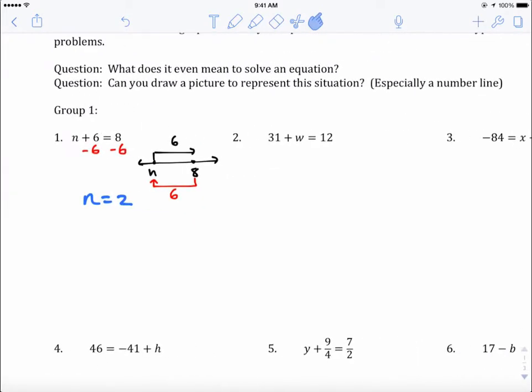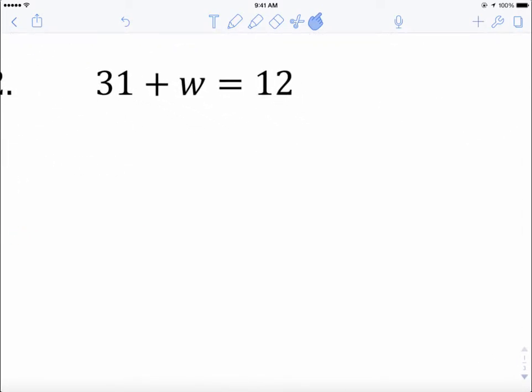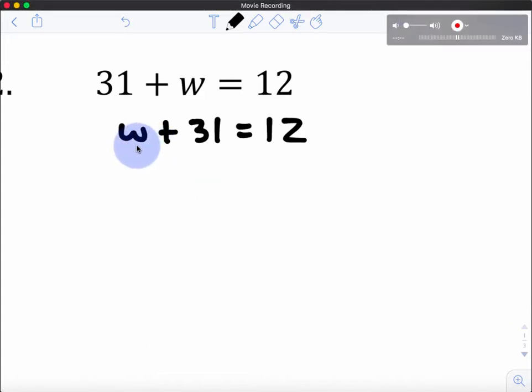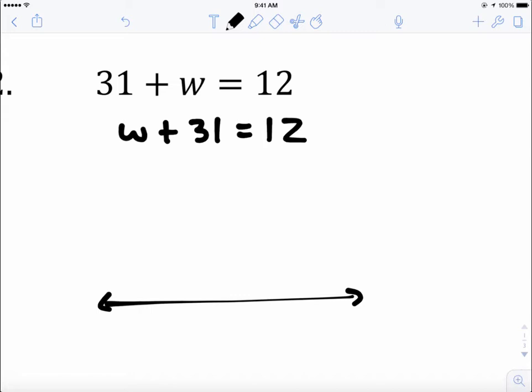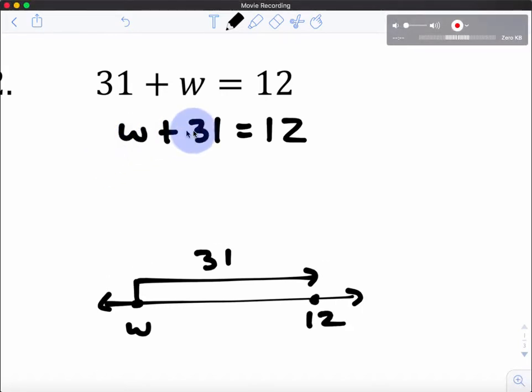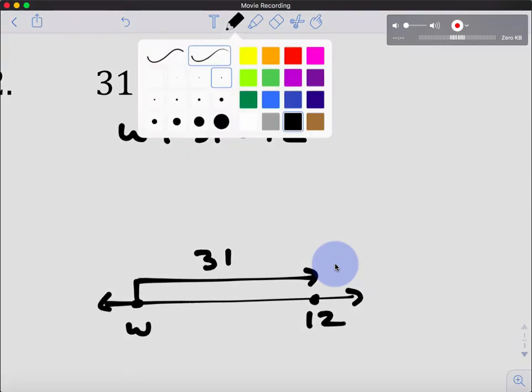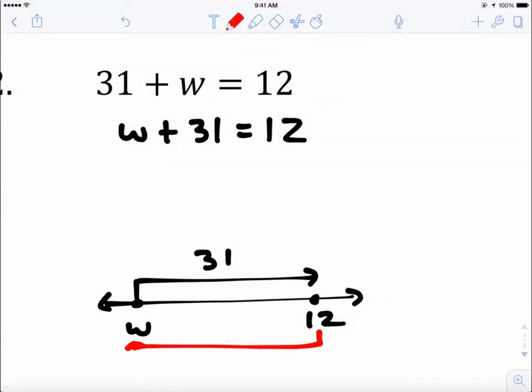So in our second example, 31 plus w equals 12. You can leave it as is. I often like to rewrite this as w plus 31 equals 12. Perhaps you already know what the answer to this is going to be. One thing I do know is that w is going to have to be a negative number, because if I'm going to add 31 to it to get 12, w is going to have to be negative. I'll draw a quick picture again of what I envision. Here's our unknown number w. I know that if I go 31 units to the right, I will end up at 12. So what must be true about w? It's got to be 31 less than 12. I'm going to undo that adding of 31 to get back down to w.